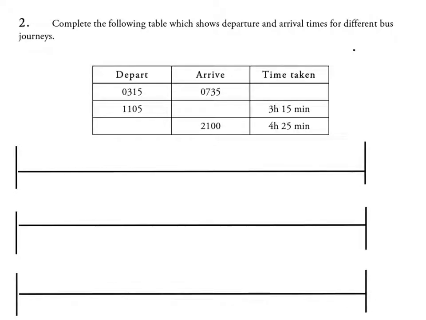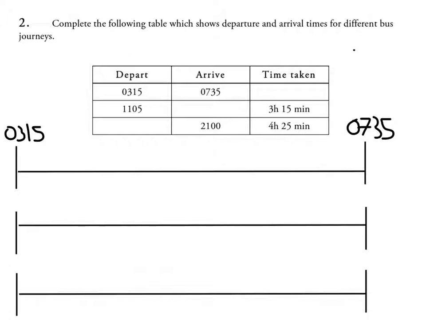So we've been asked to fill in this table relating to bus journeys. Now the first bus journey starts at 3:15 in the morning and finishes at 7:35. So what would be easy if we count from 3:15 whole hours closest to 7:35.